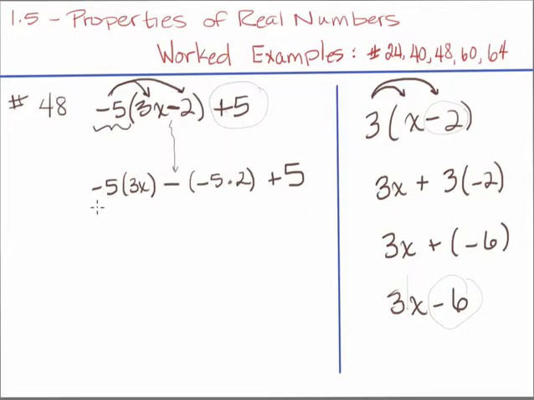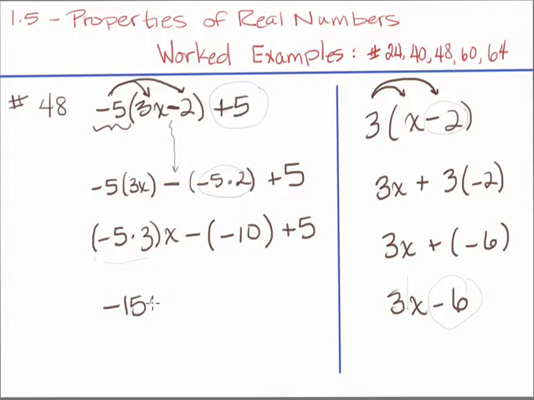Using the associative property of multiplication here, I can reassociate the numbers, -5 times 3 times x, and then I'm going to subtract the number I get from this multiplication. -5 times 2 is -10. I still have plus 5 tacked on at the end. Finally, I can simplify -5 times 3 is -15 times x minus the opposite of 10, or -10 is positive 10, and then plus 5.